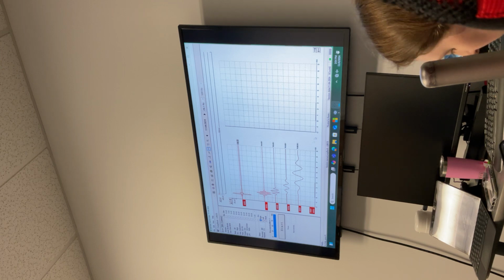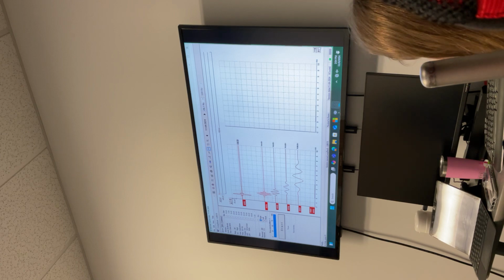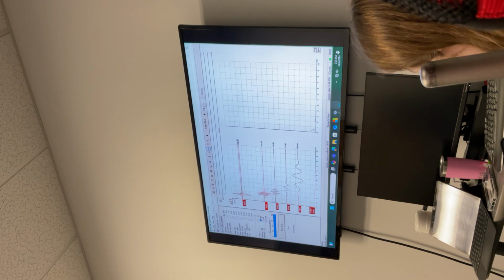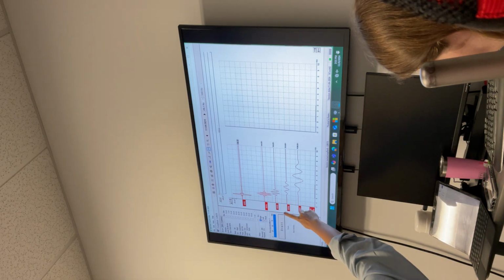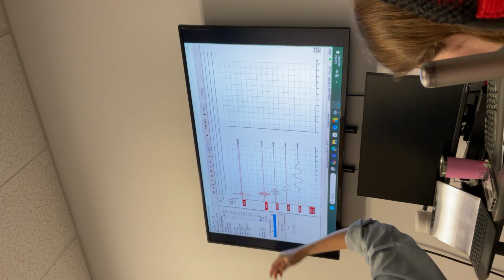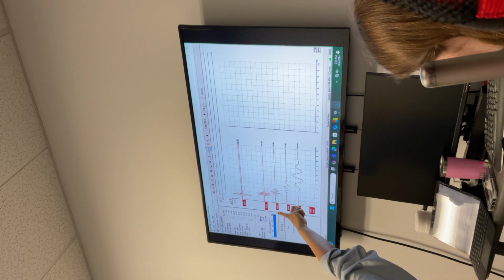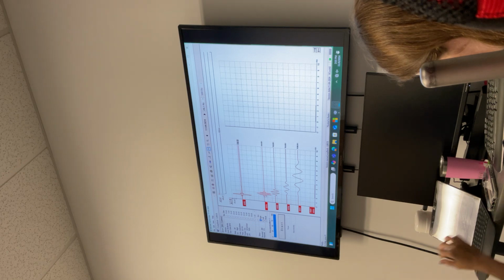Wait, this one's different? This is tone burst. Sorry, I didn't even notice that we switched that. The one before was chirp. How come this one is before 0 though? So it's all at 0.9, it's accounting for the time delay. Oh, I see. So minus 0.9 is the 0.